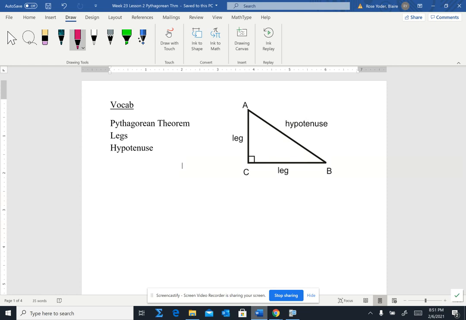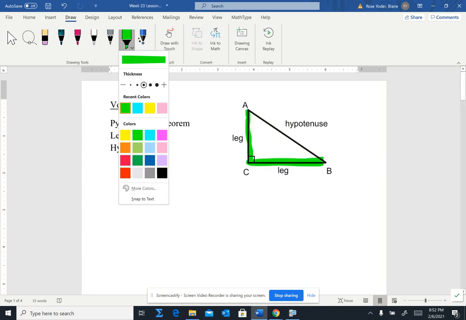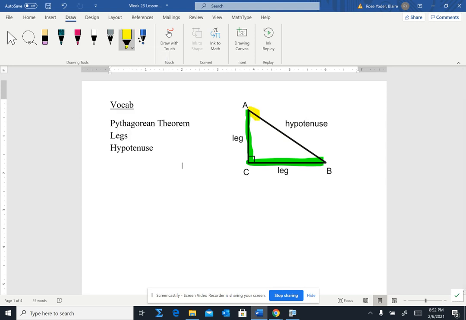Here's a little picture to refresh your memory on some vocabulary. The two sides that make up the right angle are called the legs. And then the side that's opposite the right angle, the longest side in the right triangle, is called the hypotenuse. So those are going to be some really important terms as we talk about this formula.